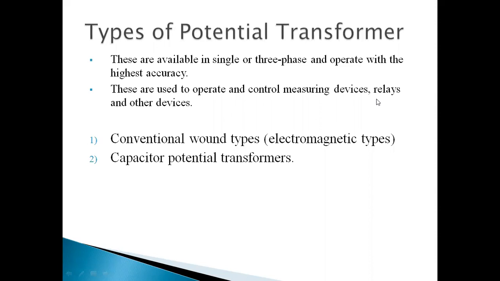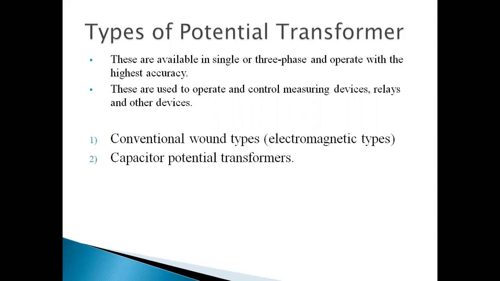Now the next one is the types of potential transformer. So this is the last point of our chapter, types of potential transformer. This potential transformer can be single phase or three phase and operate with highest accuracy. It is used to operate and control measuring devices, relays, and other devices.